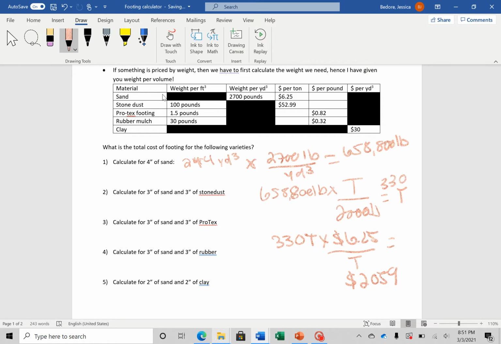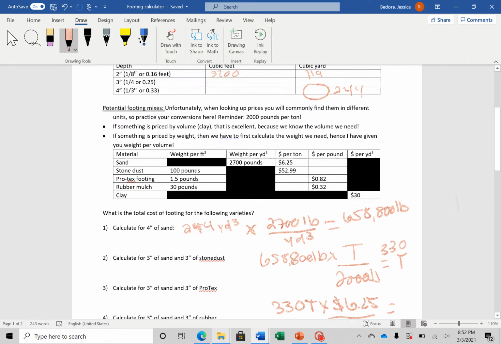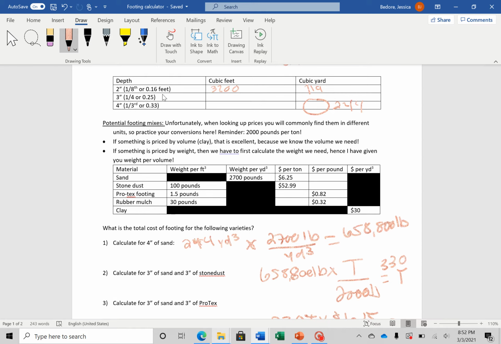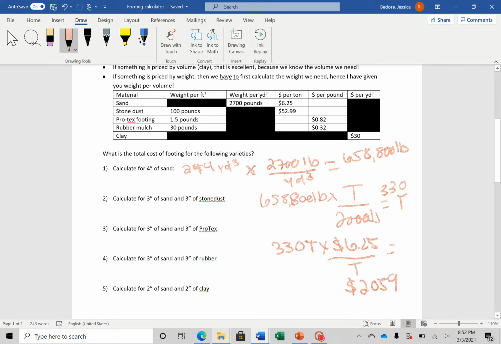They are also priced in slightly different units. So we've got dollars per ton, so you would need to do this conversion here. Whereas for the dollars per pound, you could stop with pounds and then multiply by your 82 cents per pound, for instance. Clay is the easiest one because they priced it per cubic yard. So you know how many cubic yards you need, and you know your price per cubic yard. So the calculations there are much simpler.